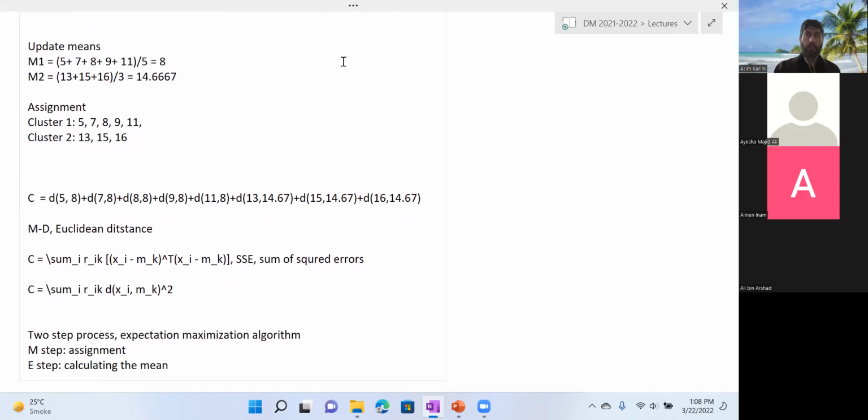Okay? So actually the k-means algorithm is the expectation maximization algorithm for solving this optimization problem of minimizing the sum of squared errors of every point from their respective clusters. So EM is actually a technique for solving optimization problems.